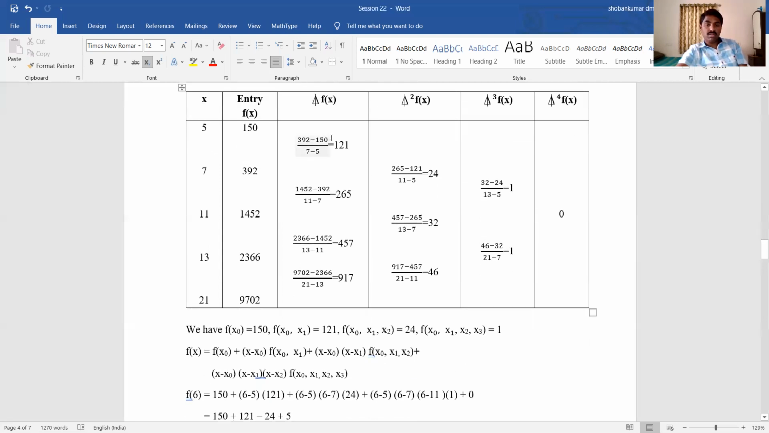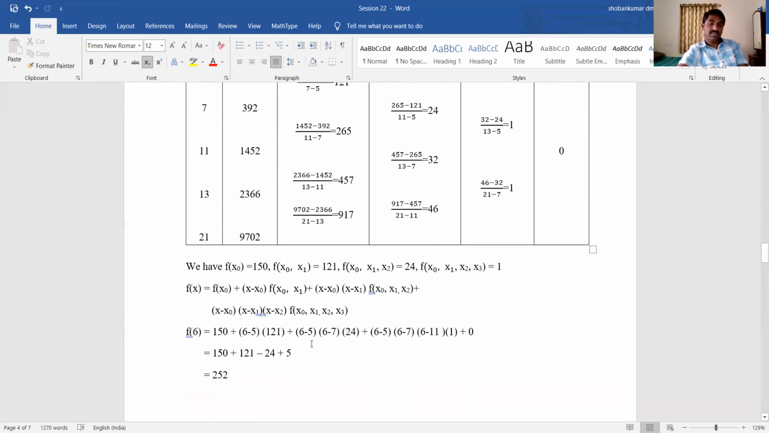Now we note that from the difference table, the upper values are always important. These are the leading divided differences. This is f of x naught x1. This is f of x naught x1 x2. This is f of x naught x1 x2 x3. This is f of x naught x1 x2 x3 x4. Here it is 0. You note that.